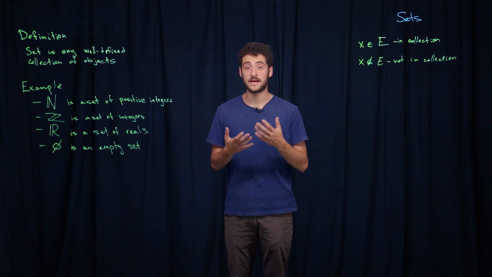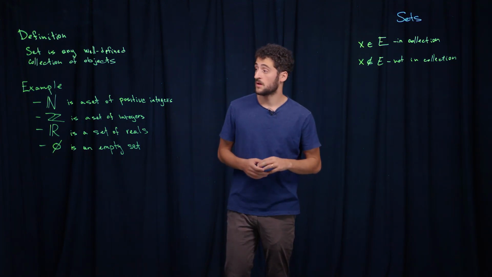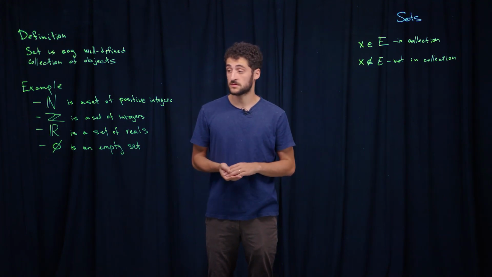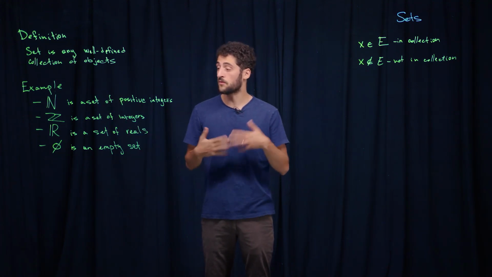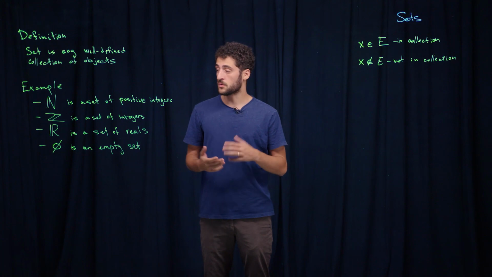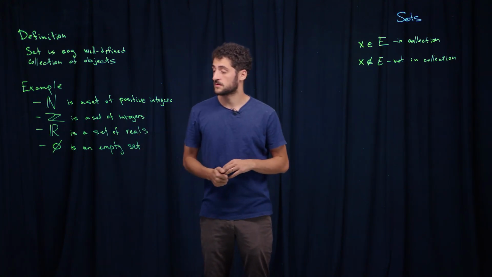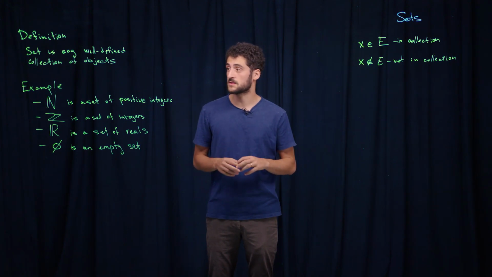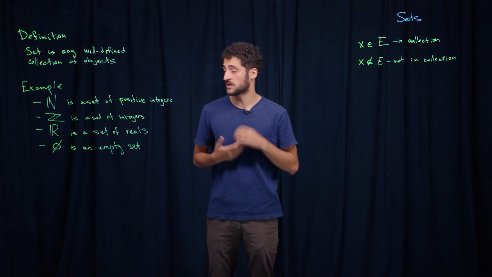There are several standard sets we use in practice. The first of them is the set of positive integers or natural numbers. The second one is the set of all integers. The third one is the set of real numbers. And finally, the last example is the empty set. It's a special set because it doesn't have any objects at all.